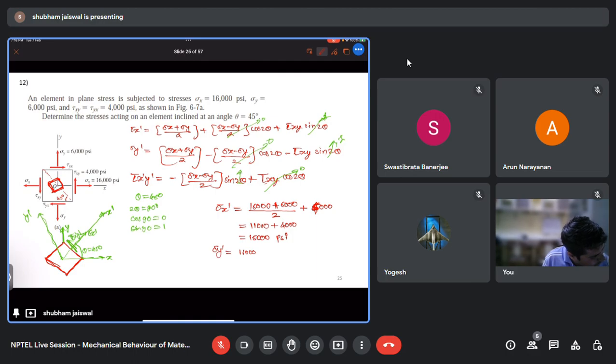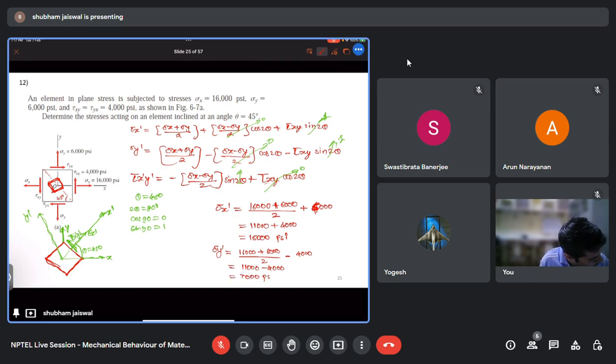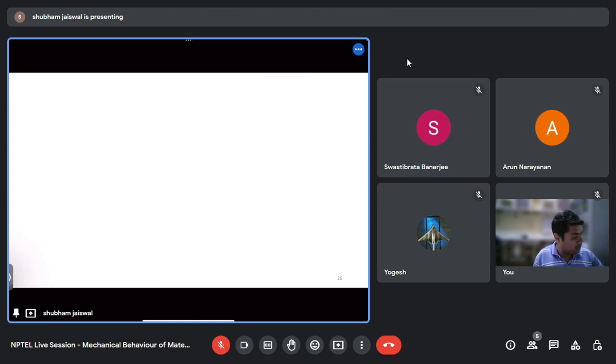Okay. Now sigma y prime is only remaining: 16,000 plus 6,000 divided by 2, minus 4,000. Is it correct? Yes, sir. 11,000 minus 4,000, 7,000 total. Sigma y prime is 7,000 psi. Is it correct? Yes, sir.